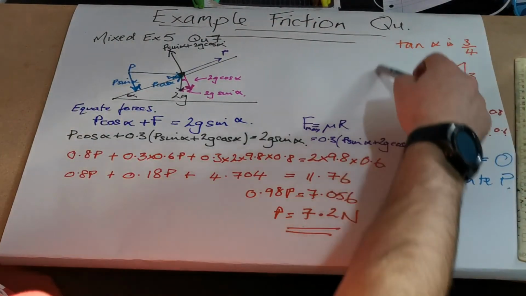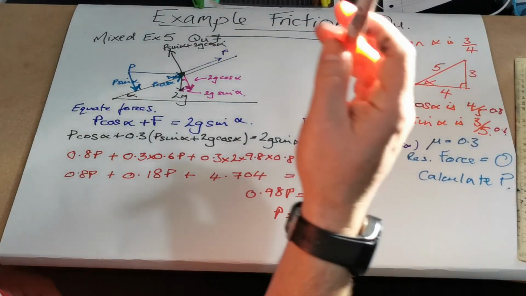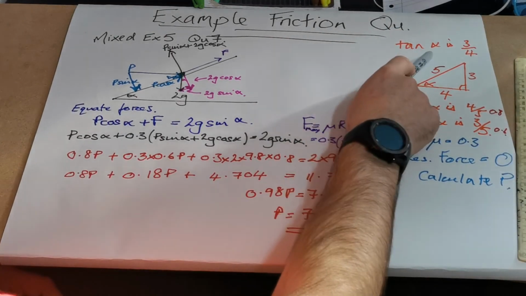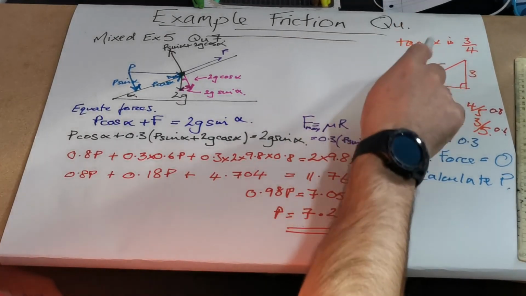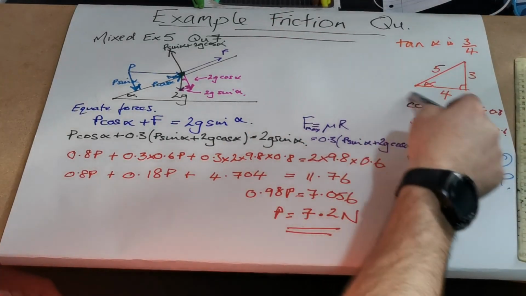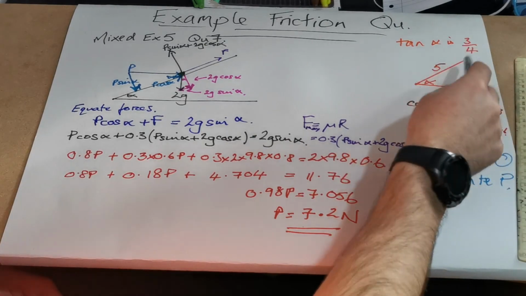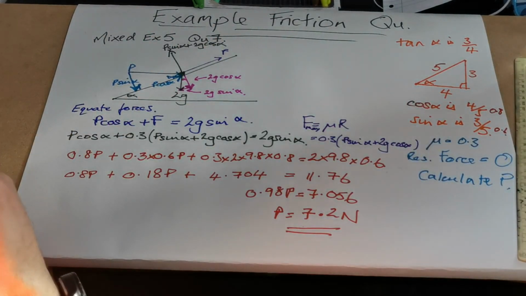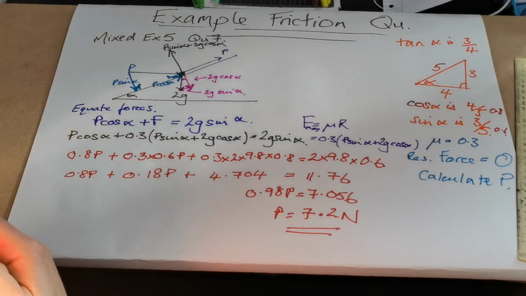I felt that this was really, really useful, and always look out for if they give you the tan of an angle is something, or the sine of an angle is something, or the cos of an angle is something. Always set that out as a right angle triangle with the fraction that you're given, and you should be able to use Pythagoras to find the other side. And they're nearly always Pythagorean triples, so that's something that you should look out for all the time.